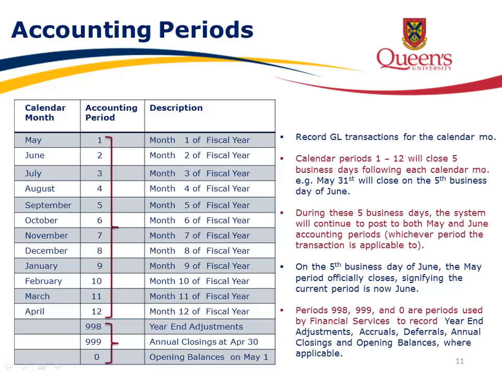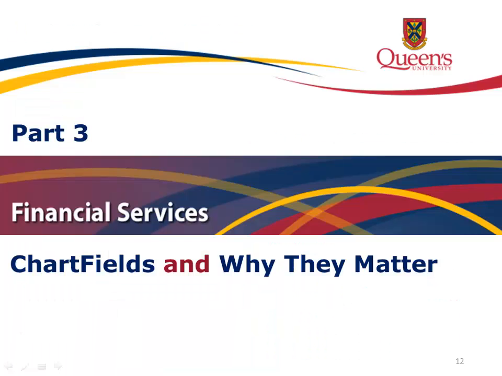Periods 998, 999, and 0 are periods used by financial services to record year-end adjustments, accruals, deferrals, annual closings, and opening balances where applicable.